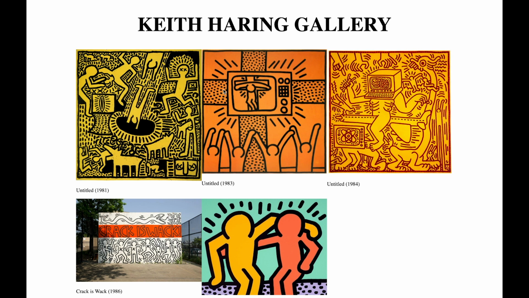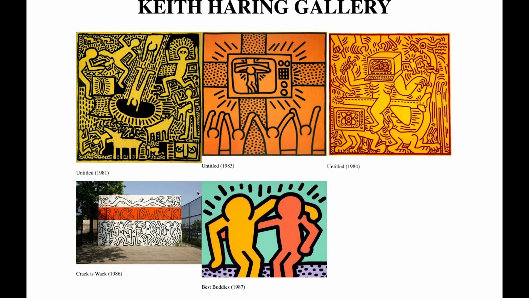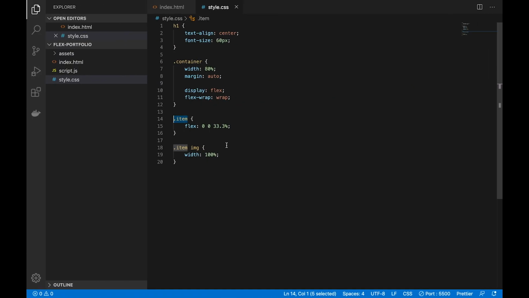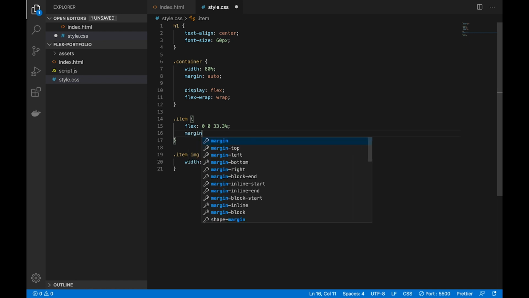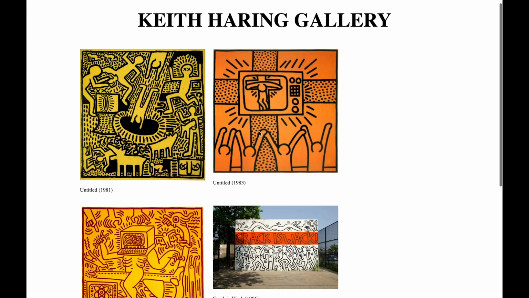For example, the images come up next to each other, which doesn't really give a good visual effect. And we still have the image ratios that aren't really sorted out, and we would want them to come up a little more evenly. At least personally, I think that would be best. So let's add a bit of a margin to the item. 1%. And let's see what happens.